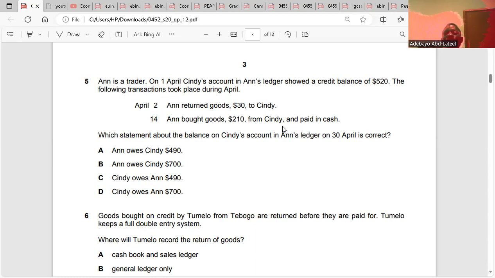So on 14th of April, Anne bought goods worth 210 from Cindy and paid cash. That was immediate payment, so it doesn't have anything to do with the transaction. Do you understand? So in the statement of account of Cindy, we would have 520, which is the total invoice, minus the credit note, which is 30. So the balance is 490. When they say paid in cash, it's an immediate payment. It doesn't involve the trade creditor anymore. Sorry, trade receivable. So question 5 is A. Done, right?